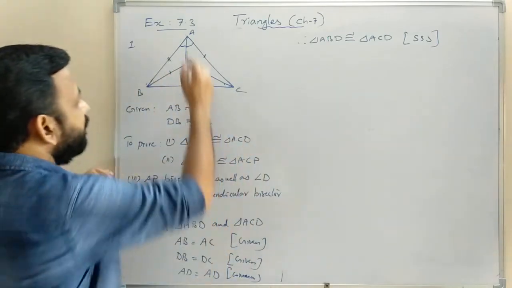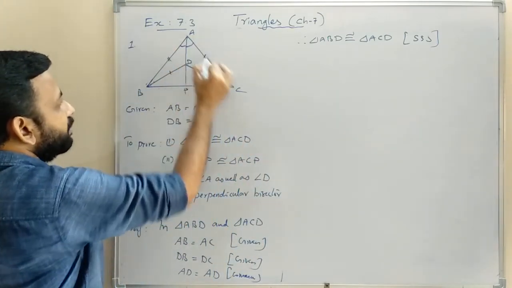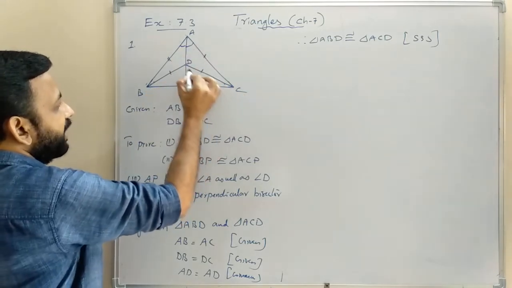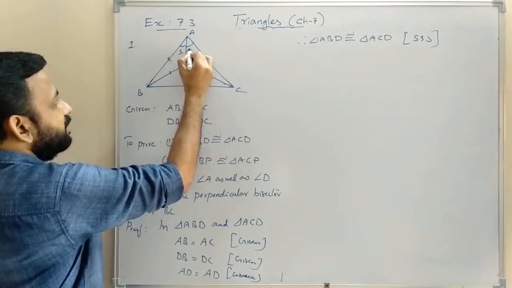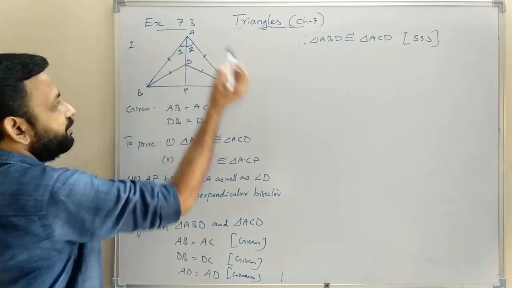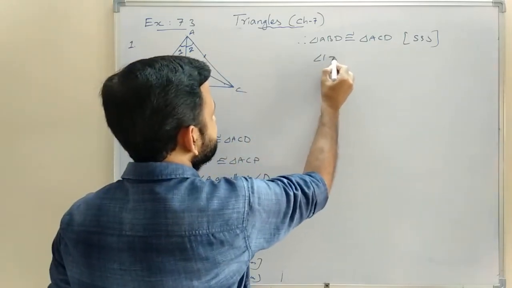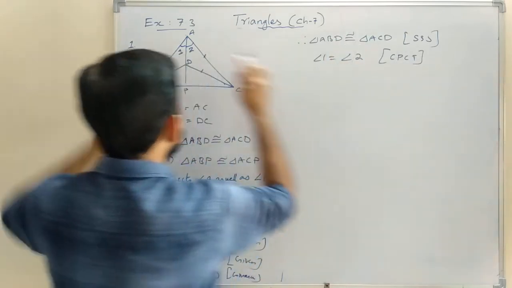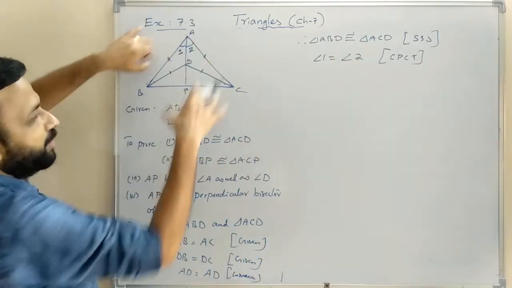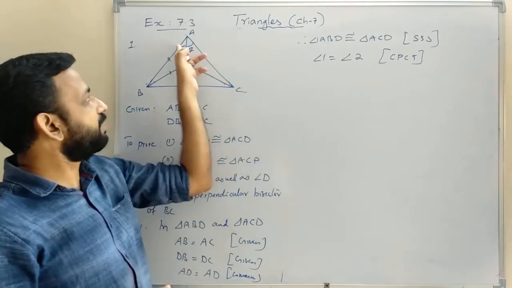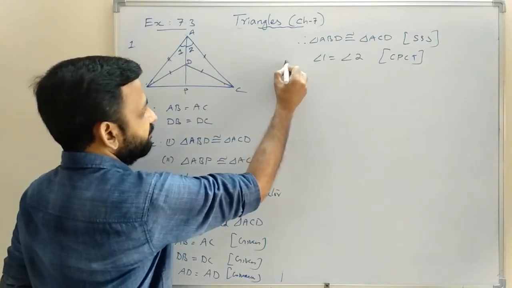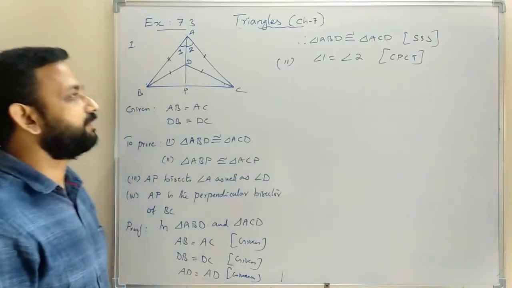So we already proved triangle ABD congruent to triangle ACD. So if triangle ABD is congruent to triangle ACD, then these two angles are equal. Angle 1 and angle 2 are equal, reason CPCT, because these two triangles are congruent. So their corresponding parts are equal. Angle 1 and angle 2 are corresponding parts, so they are equal. So we start the second part from here.